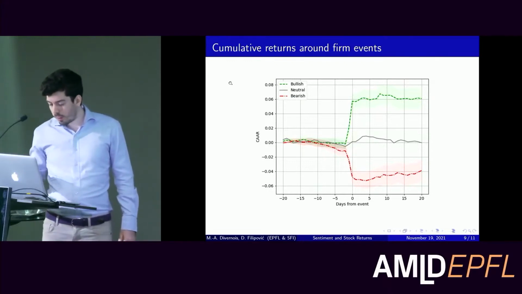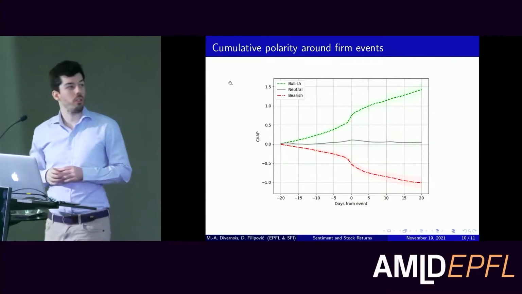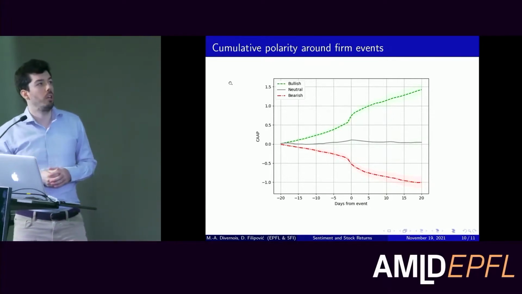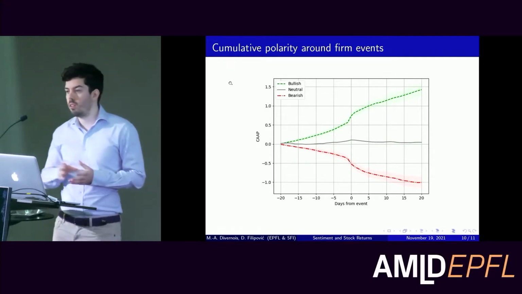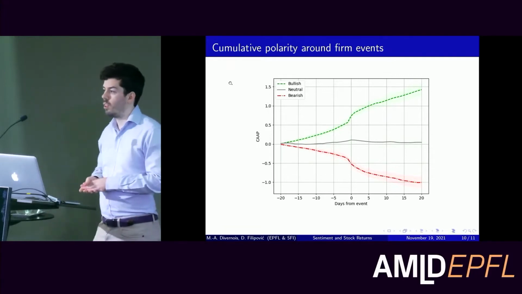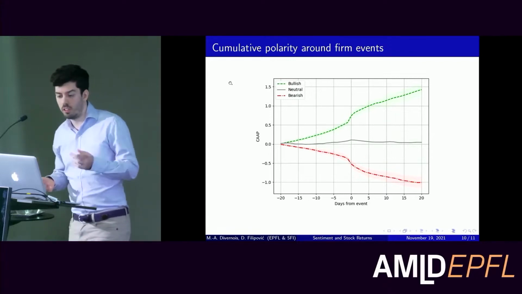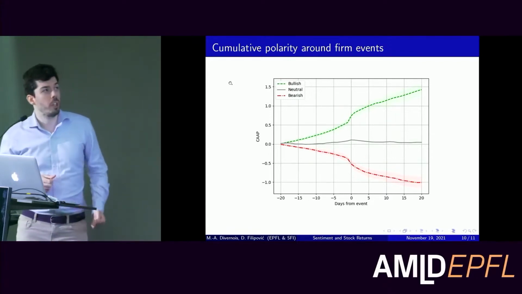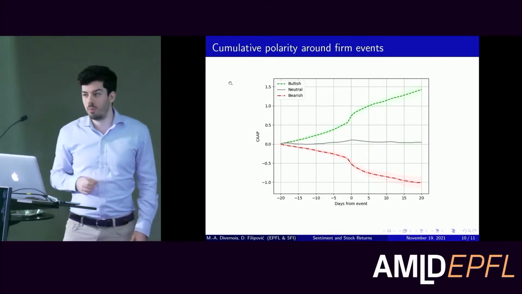Now the story is completely different if we look at the polarities. First, you see that after the events, the polarities continue to shift. This means that users tend to be biased toward recent past events. If there is some event, it is very likely that you will continue to tweet about it. This is what we see here. But the most remarkable result that we have is that the polarities already start to shift several days before the events.